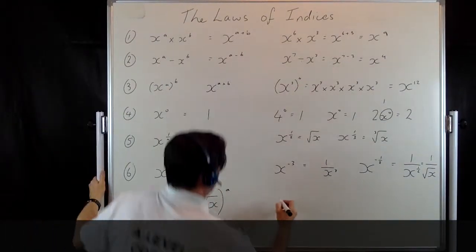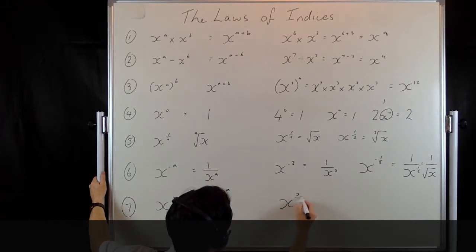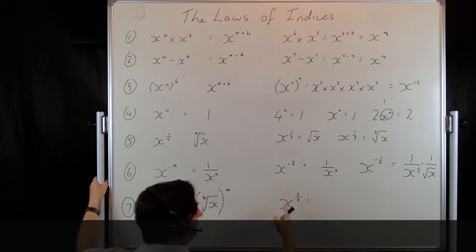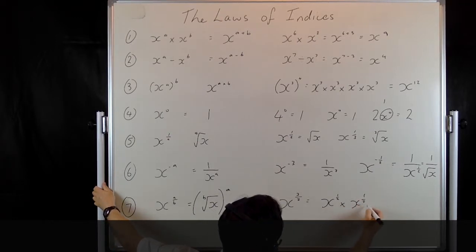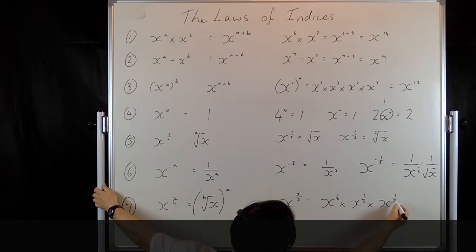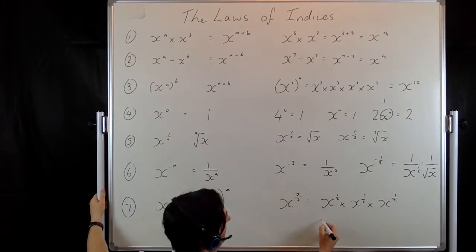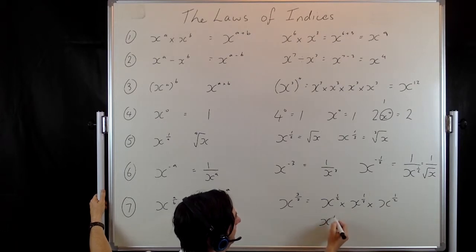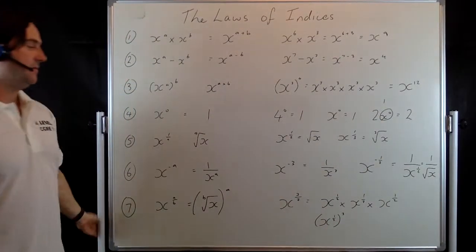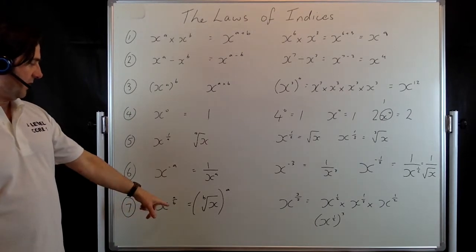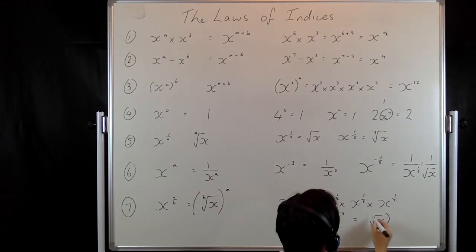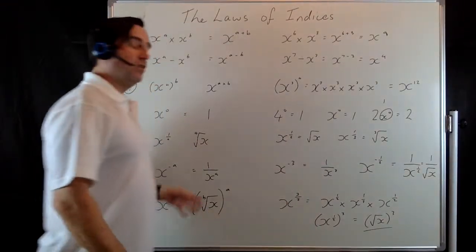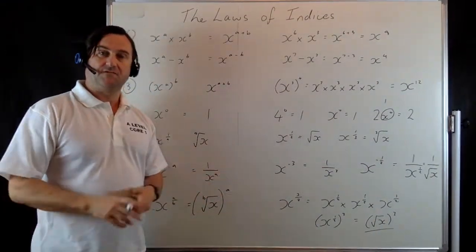So let's say we've got here, let's say it's x to the 3 over 2. That's going to become x to the half times x to the half times x to the half. Now, all those together is the same as x to the half to the 3. Okay, so what we've got here, we can then change the x to the half to root x to the 3. So there's a lot going on in that last one. You've got to be very careful that you get everything right there.